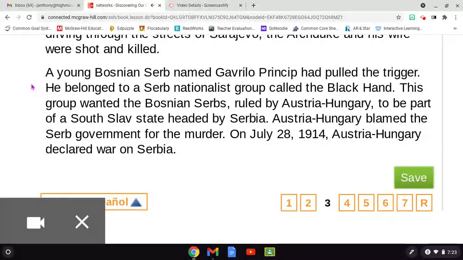Austria-Hungary blamed the Serb government for the murder. On July 28, 1914, Austria-Hungary declared war on Serbia.